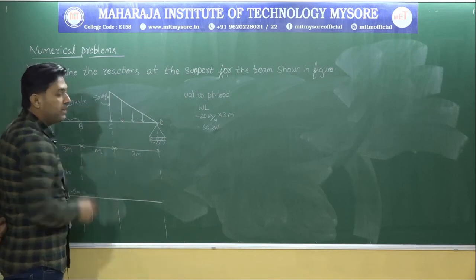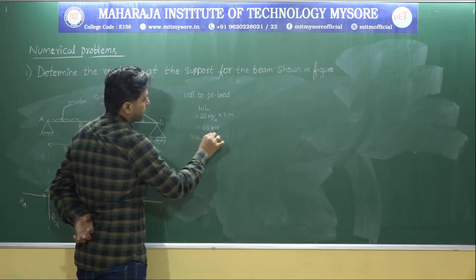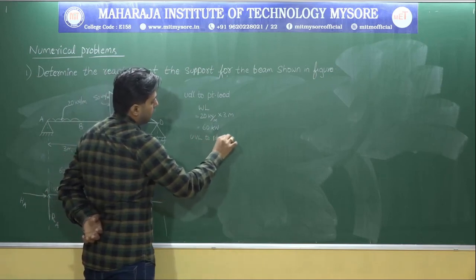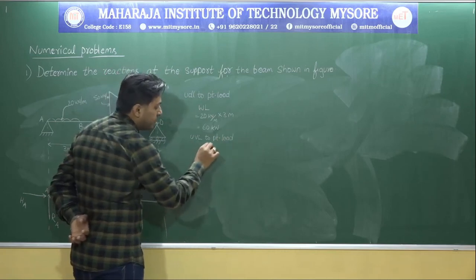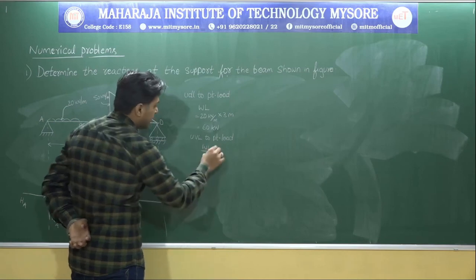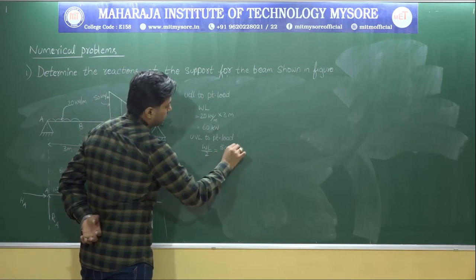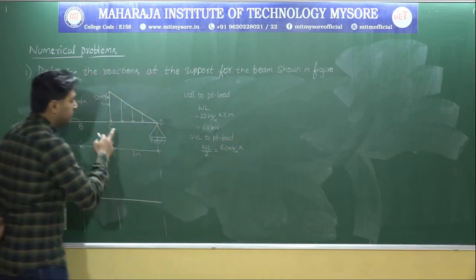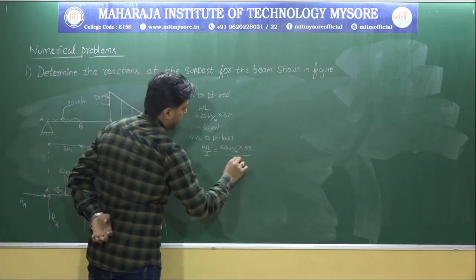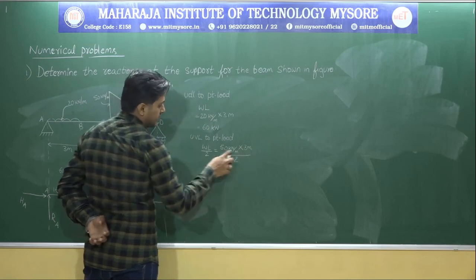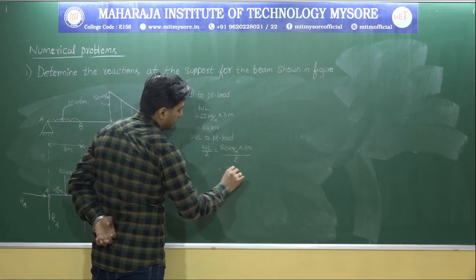Don't you think that it's a UVL load? So how to convert UVL to point load? I think you people know that it's WL by 2. What is the value of W? W is 50 kilonewton per meter, into the span up to which the UVL has been given, which is 3 meter, divided by 2. So meter gets cancelled, 5 threes are 15, so 150 divided by 2. So it is 75 kilonewton.